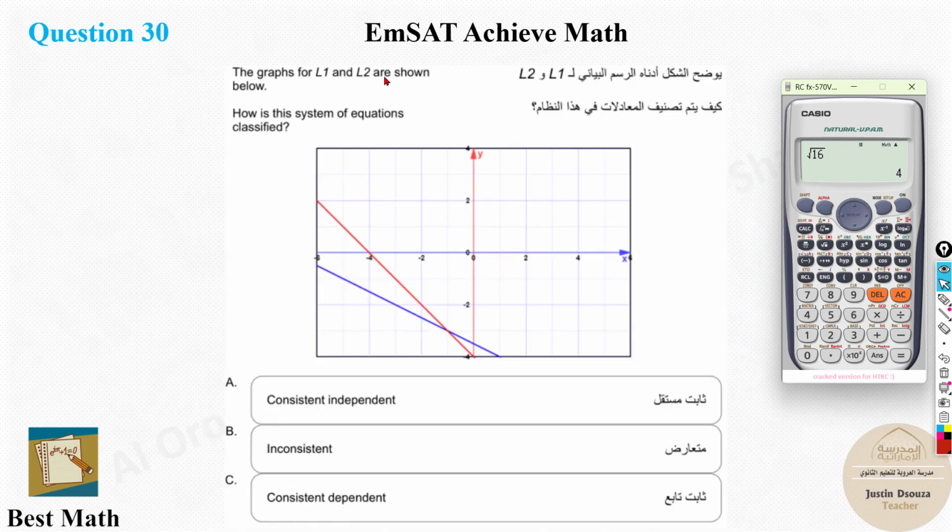Now the graphs for L1 and L2 are shown below. How is the system of equations classified? You need to remember a few things. If you have two parallel lines like this, they're never going to touch each other. They are inconsistent. There is no solution. Now, if they're consistent and independent, they are two lines touching like this, whereas consistent and dependent is basically the same line. They are overlapping. The two lines are the same line, same equation.